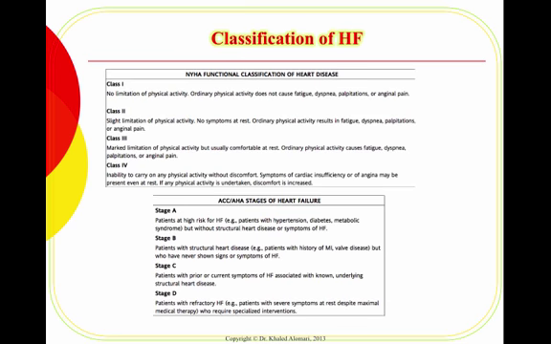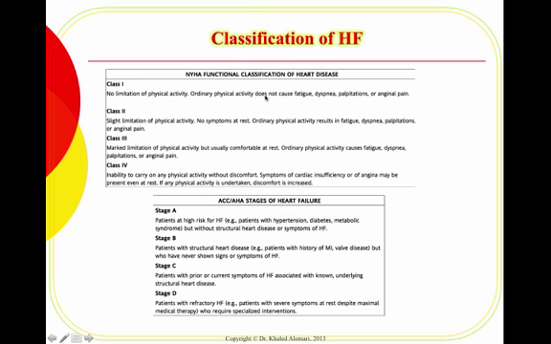Now, there's another classification based on the severity of the symptoms. There are mainly two classifications. We have the New York Heart Association functional classification, with classes 1 through 4, and we have the American College of Cardiology and American Heart Association stages, A through D. These are, again, subjective. If you look at it, this is class 1: no limitation of physical activity.